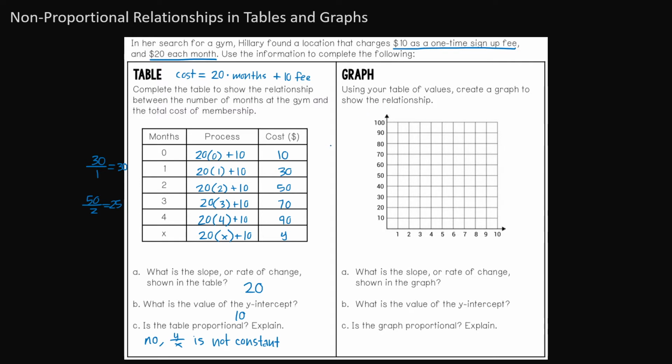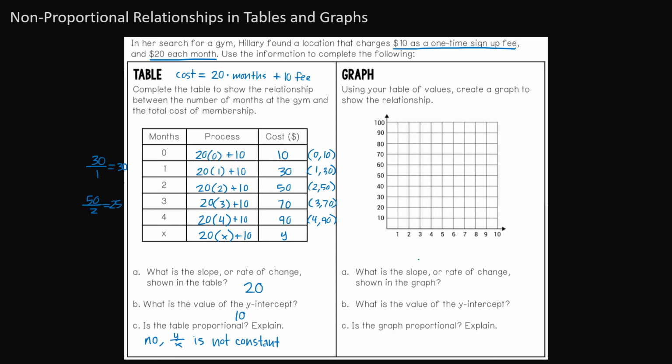So let's take this information and translate it to a graph. What we did in the table here is create coordinates. So months is your x value, cost is your y value. So the first coordinate is 0, 10. The next one, 1, 30. We have 2, 50, 3, 70, 4, 90, and we could keep going from there.